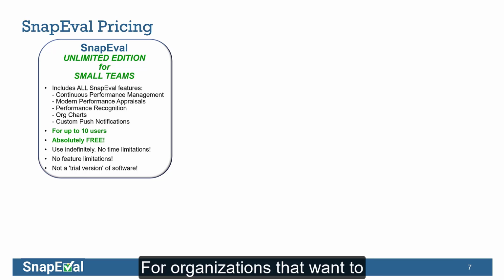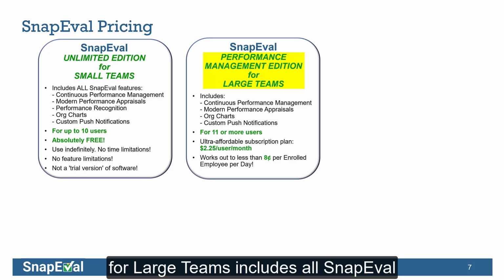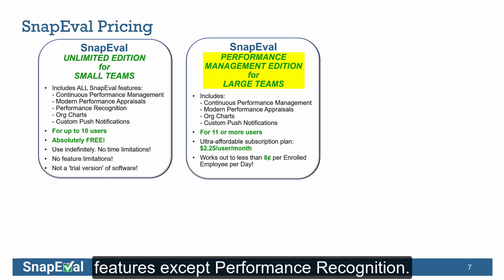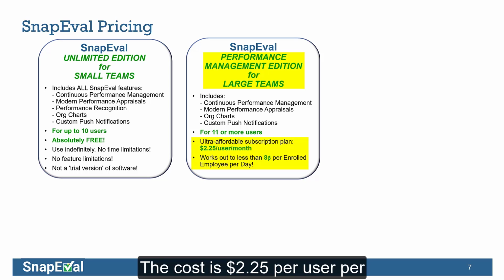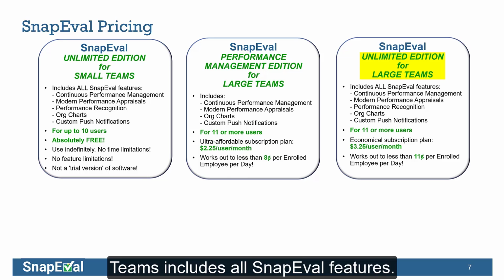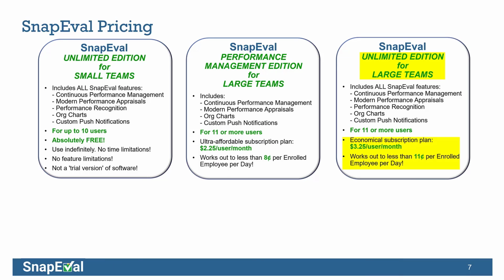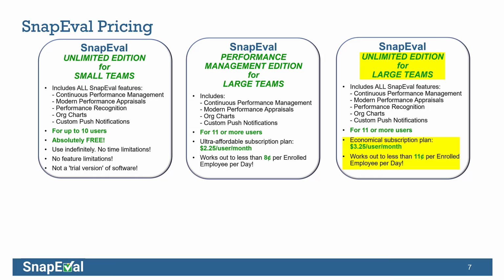For organizations that want to enroll more than 10 users in SnapEval, there are 2 choices. The Performance Management Edition for large teams includes all SnapEval features except performance recognition. The cost is $2.25 per user per month, billed monthly, which is less than 8 cents per user per day. The Unlimited edition for large teams includes all SnapEval features. The cost is $3.25 per user per month, billed monthly, which is less than 11 cents per user per day.